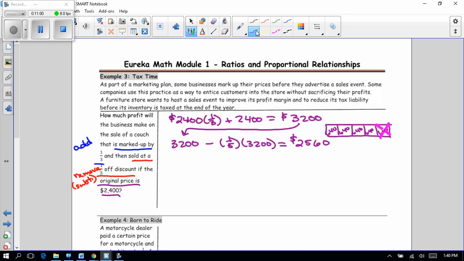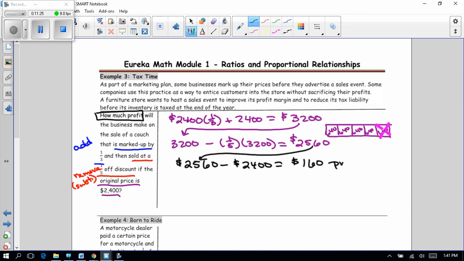And the question is, though, how much profit? Let's go back up here. How much profit did they actually make? Right? Now remember, they got the couch for $2,400, but they just sold it for $2,560. Right? And I got to subtract what they paid for it originally. And they made how much money? They made $160 in profit.